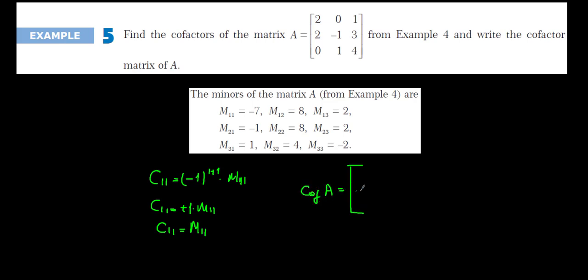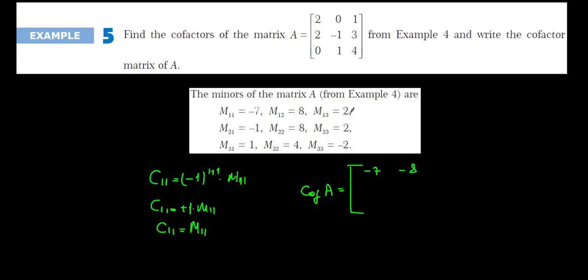So when you write the cofactor matrix of A, you first write C11, which is equal to minus 7. Then M12 is equal to minus 8. Then C12 should be minus M12. Why? Because the sum of the powers is odd, which gives minus 8 here.